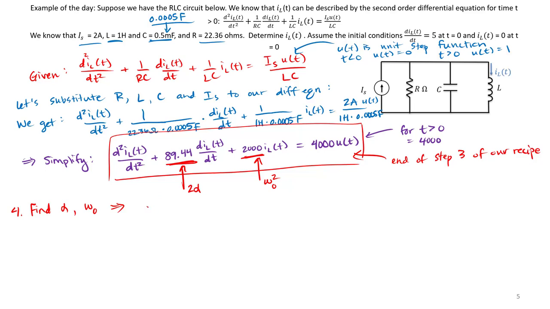So in this case, we determine that 2 alpha is 89.44. So that means our alpha value will be 44.72. Similarly, our resonant frequency omega naught squared is going to be equal to 2,000. So if we take the square root, we determine that our omega naught is also 44.72. You'll remember that if alpha and omega naught are equal, we are critically damped.